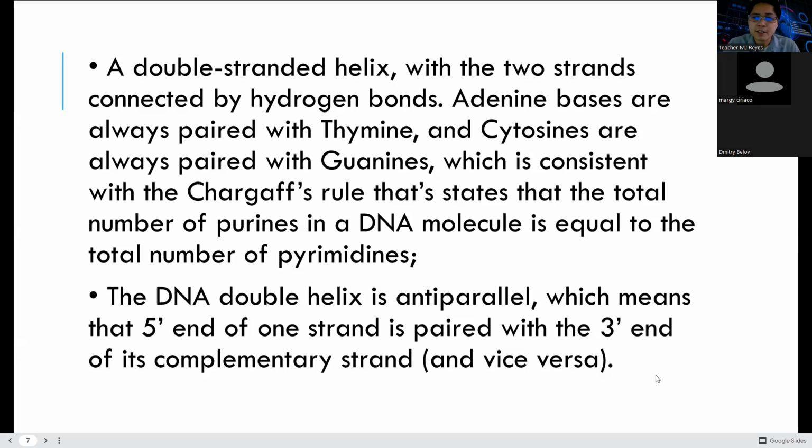The DNA double helix is anti-parallel, meaning to say they are not actually parallel. Anti-parallel means that the 5' end of the strand is paired with the 3' end. The 5' end of one strand is paired with the 3' end of its complementary strand, and vice versa. So, they are not parallel. That is what makes them a double helix.